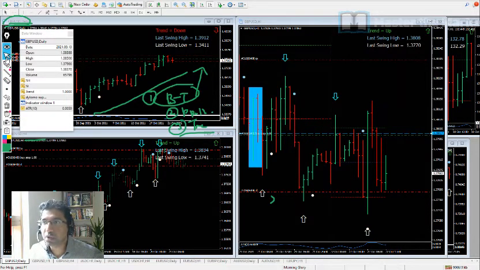Then now let's move on to the market update for today. Look at the different markets.